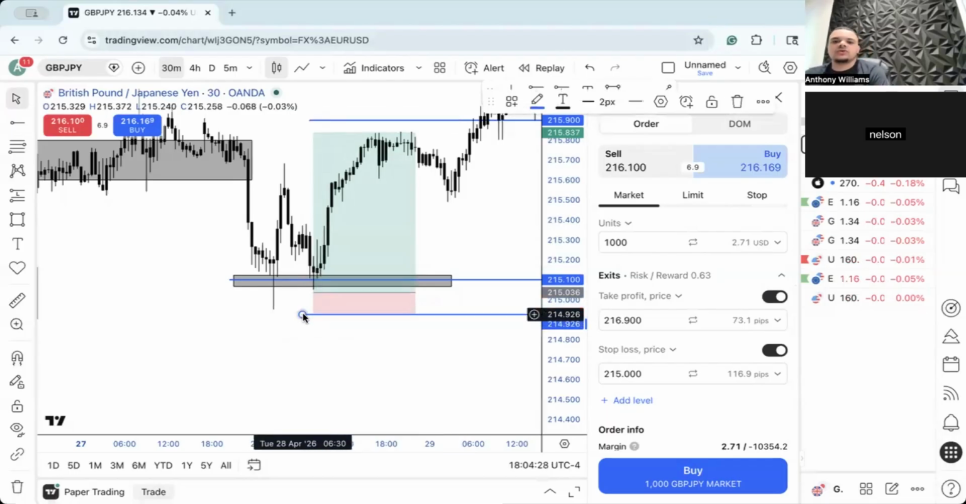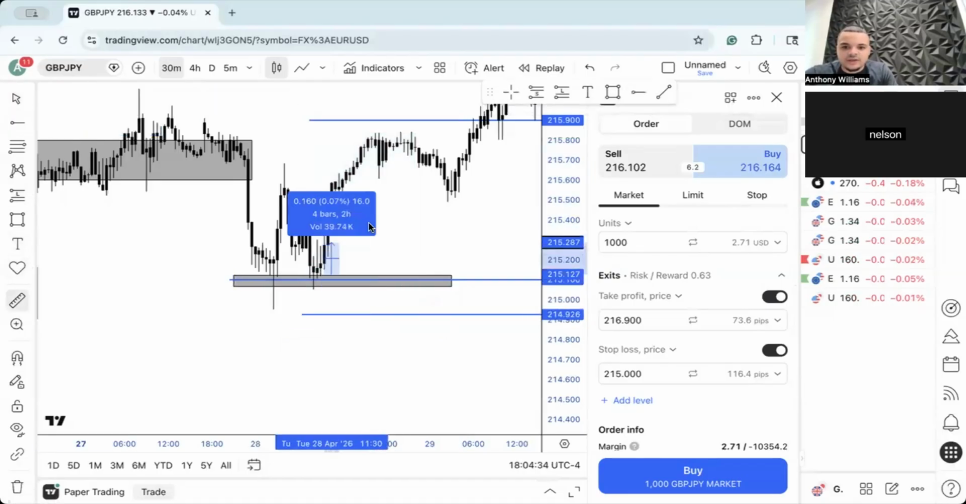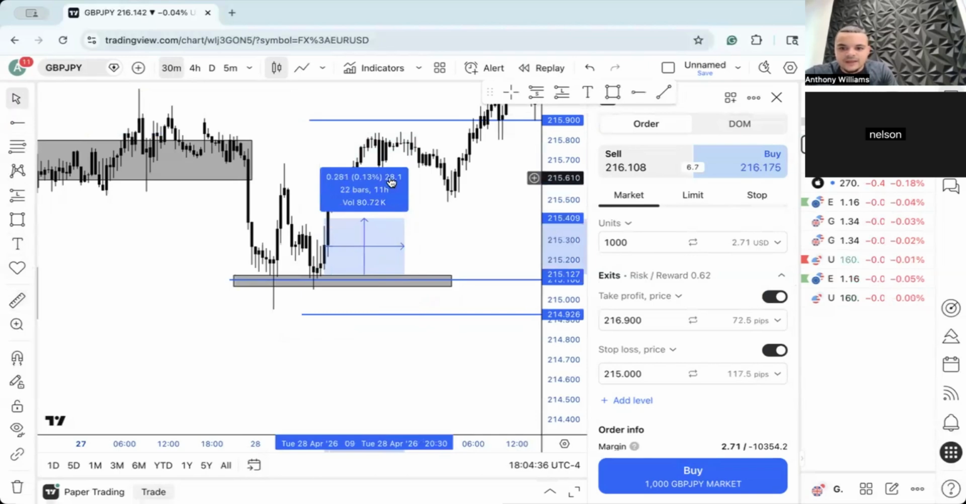So don't think it's something crazy here. I'll just clear all this up so you can see this right here. I'm gonna start it right here and go up. As you see, this number right here, 28.1, that means it went up 28 points.